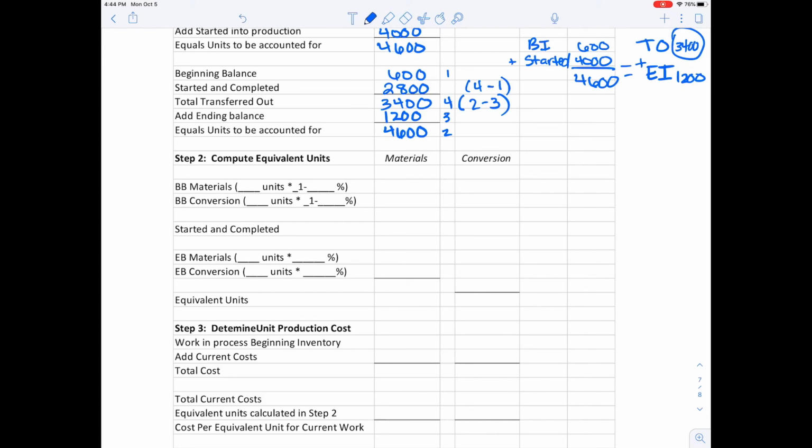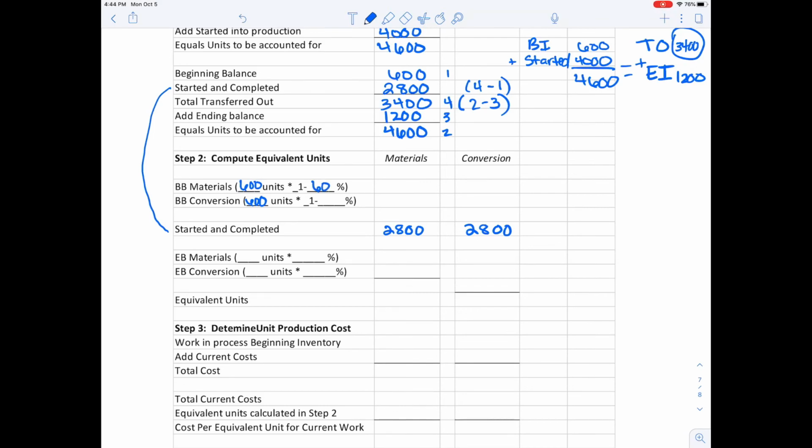All right, let's look at those equivalent units, because now we're splitting this into 3 different pieces. I'm going to fill in the easy part first. My started and completed, I just figured out that number. Those are whole units. Just going to put those in. My beginning inventory balance is 600.